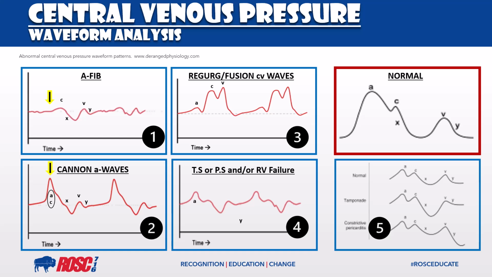Now let's take a look at window 3. We're seeing what we call fusion CV waves. You can see the large exaggerated V wave. This would indicate regurgitated flow coming back towards the atrium.